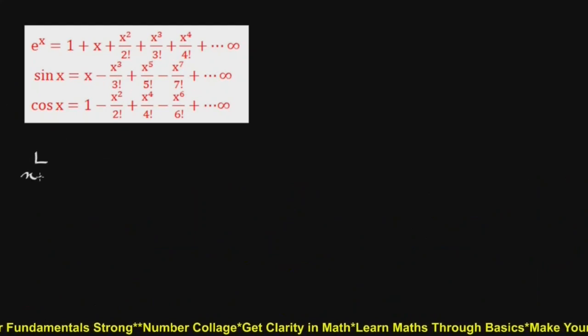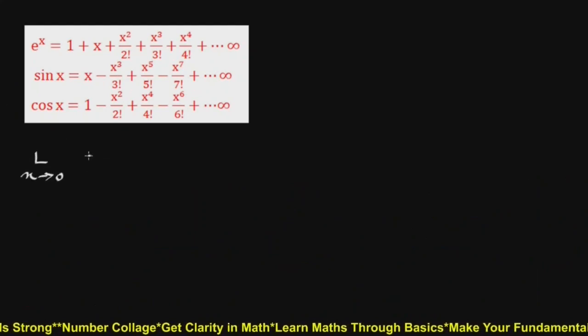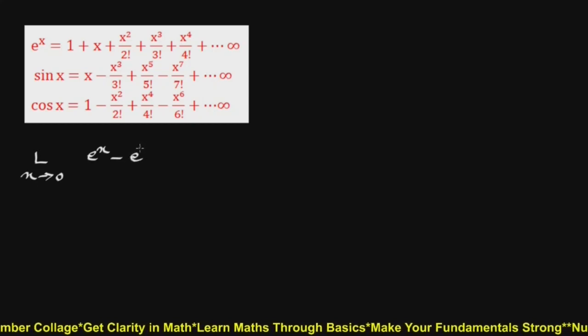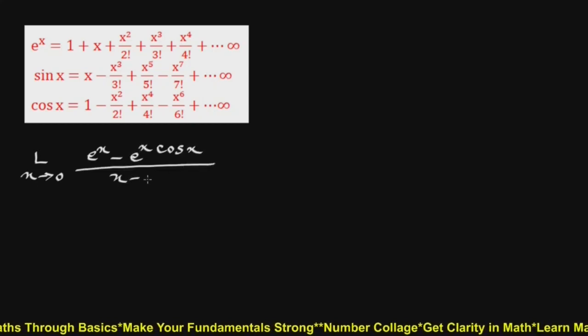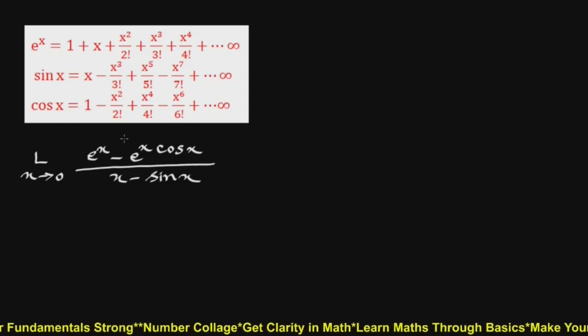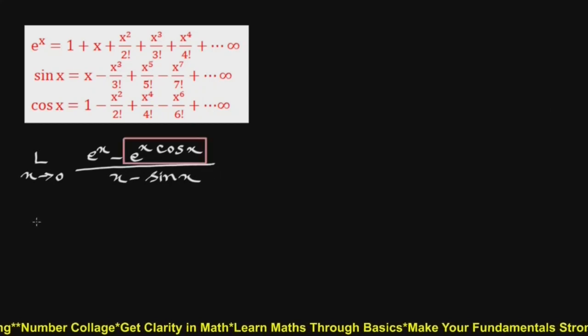Evaluate limit as x tends to 0, e raised to x minus e raised to x cos x upon x minus sin x. First, we will simplify e raised to x cos x separately.